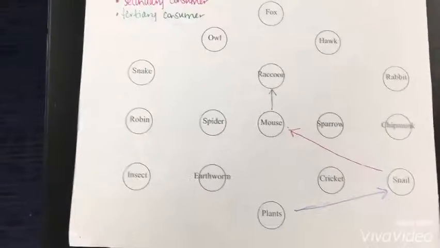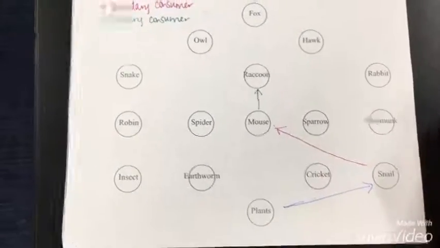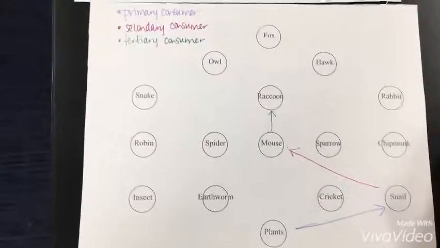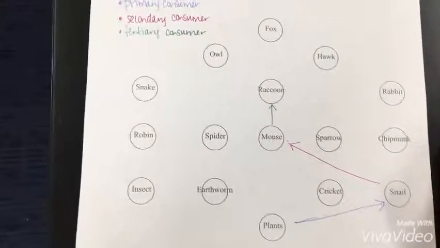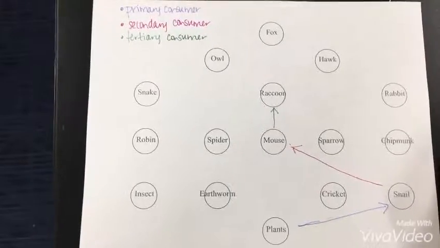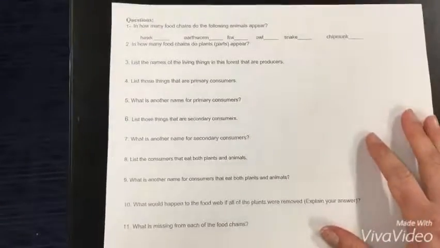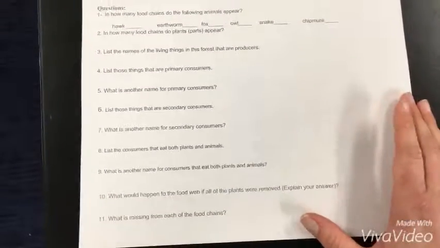Please complete all of the food chains using different colored arrows to show the change of energy between the consumers. When you finish, turn the page over and answer the following questions.